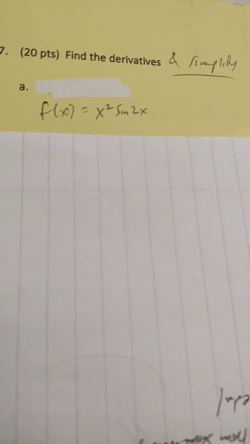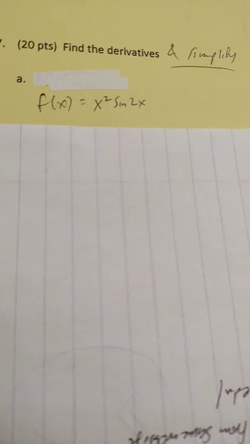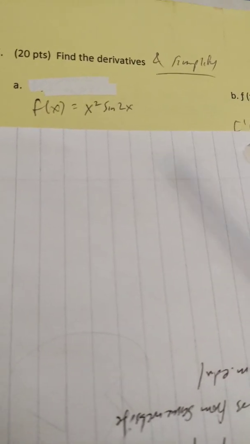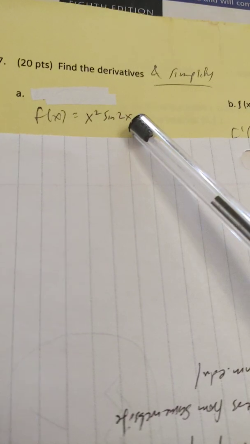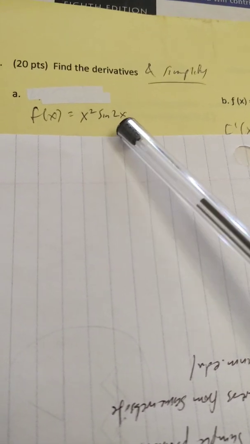Okay, so what I'm thinking is I see a product. It's really x squared times the sine of 2x. So to find the derivative, we're going to do the product rule. The way I do it is the first times the derivative of the second, which is sine 2x, plus the second times the derivative of the first. And then you want to be sure to simplify your answer.